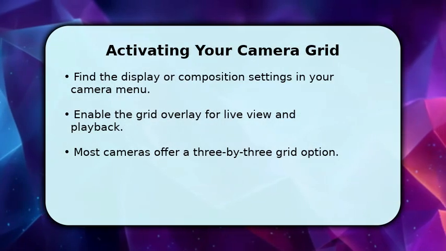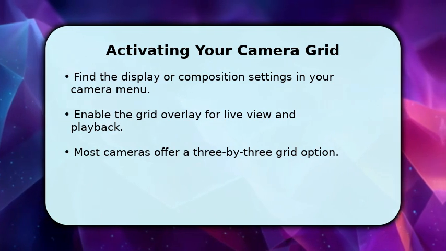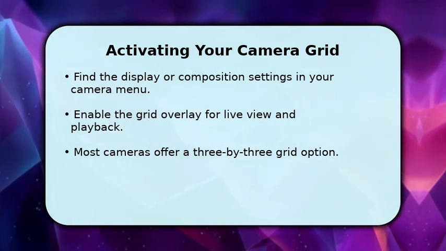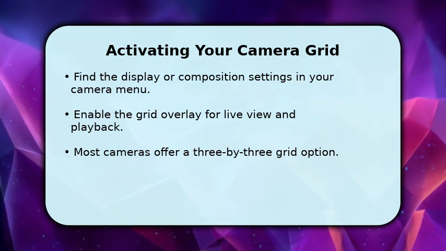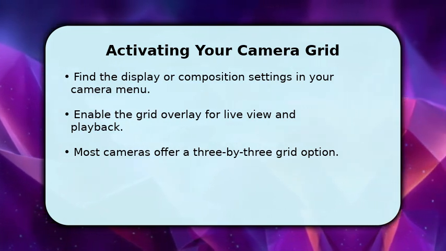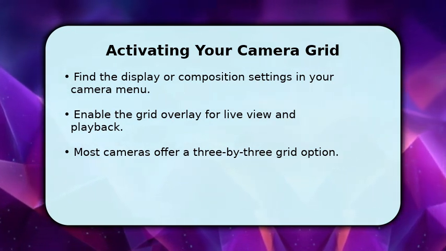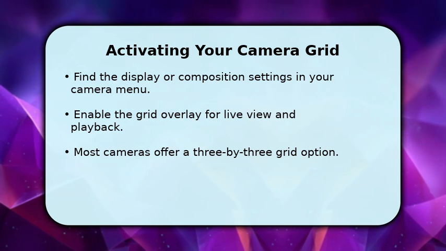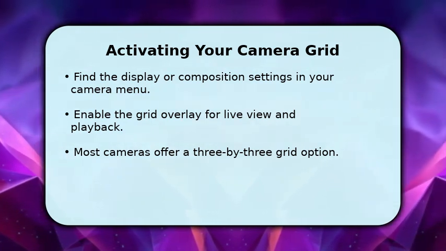To begin, you'll need to activate the grid display on your camera. This is usually found within your camera's settings menu, often under Display or Composition options. Look for an option to enable the grid overlay. Most cameras provide a standard 3x3 grid, which divides your frame into 9 equal sections. This visual aid is crucial for applying compositional rules effectively.